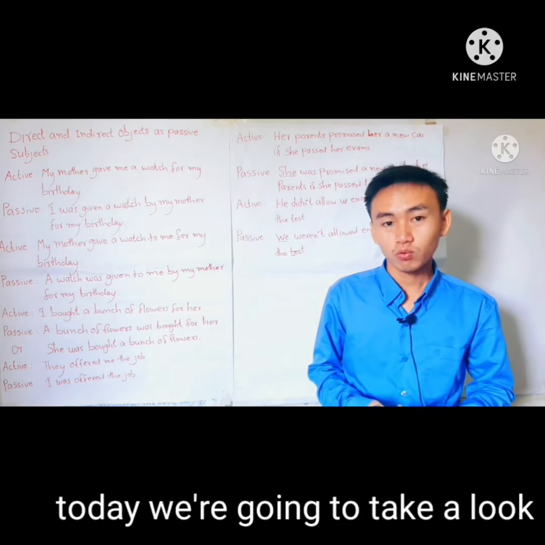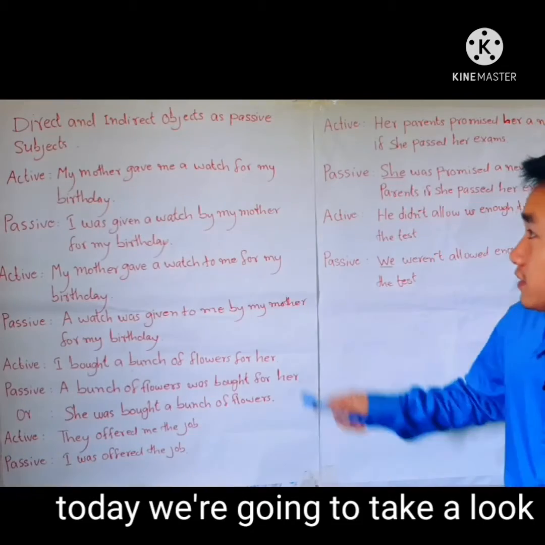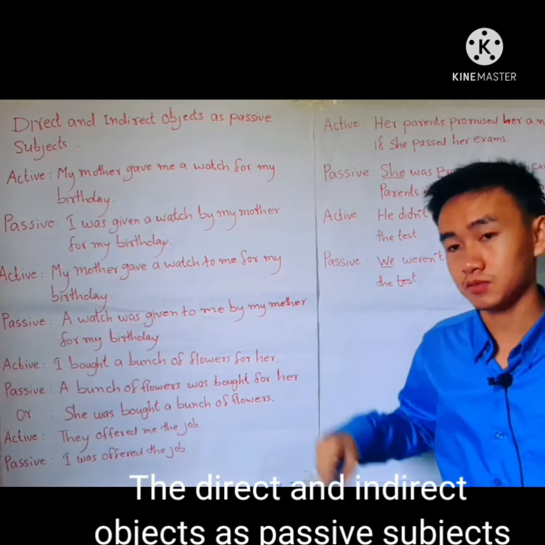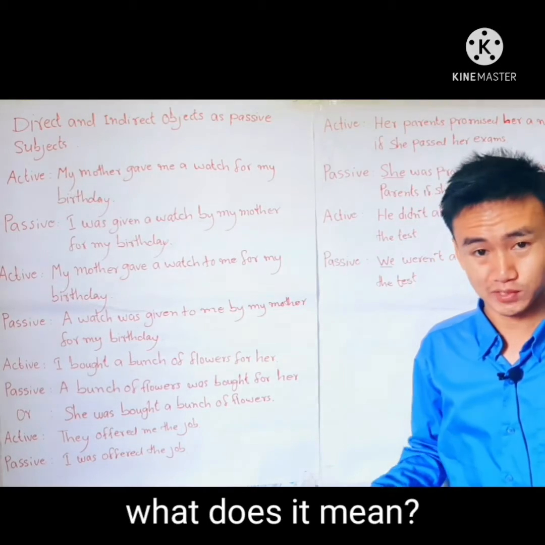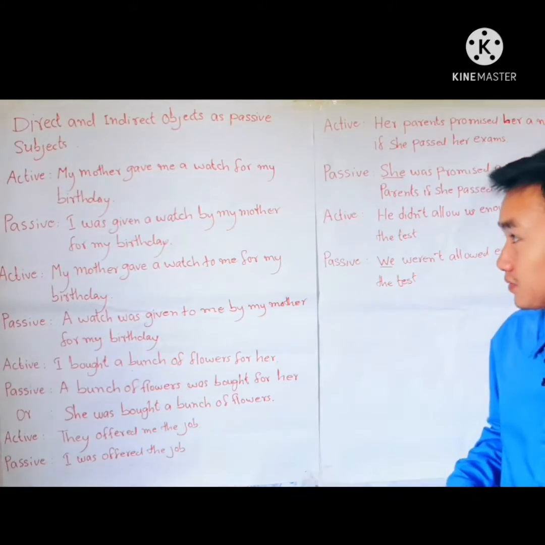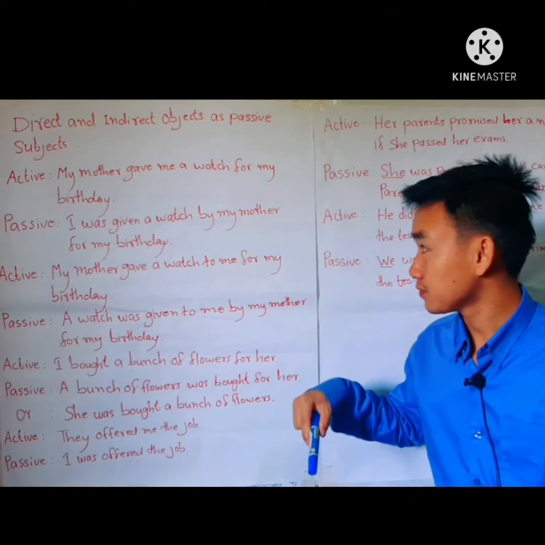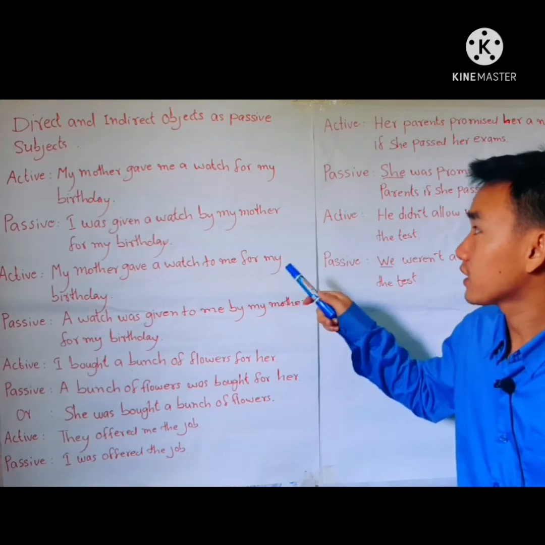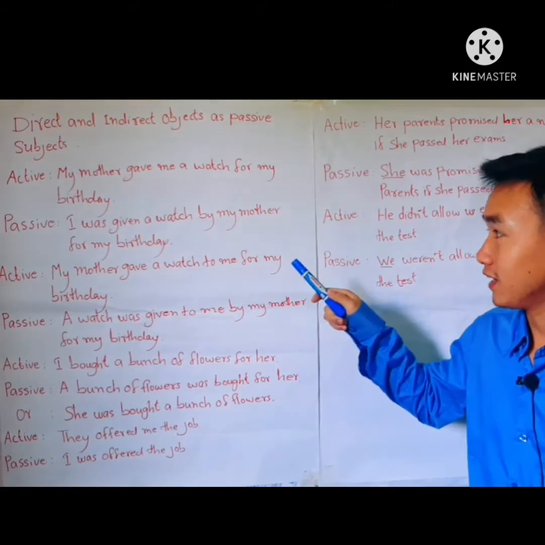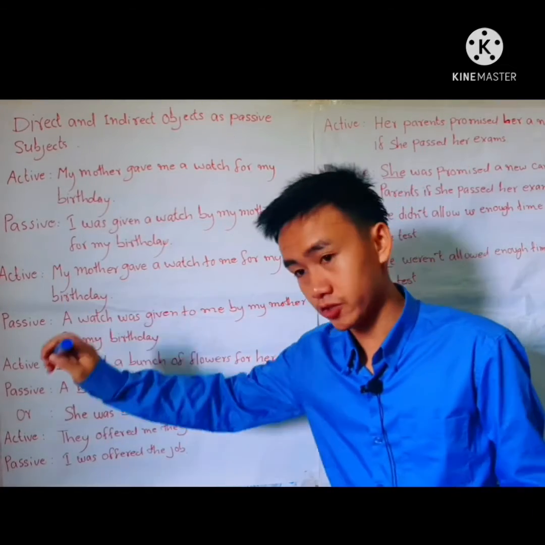Today, we're going to take a look at the direct and indirect objects of passive subjects. What does it mean? Alright, please take a look. Active: My mother gives me a watch for my birthday. And please look at the actives here.